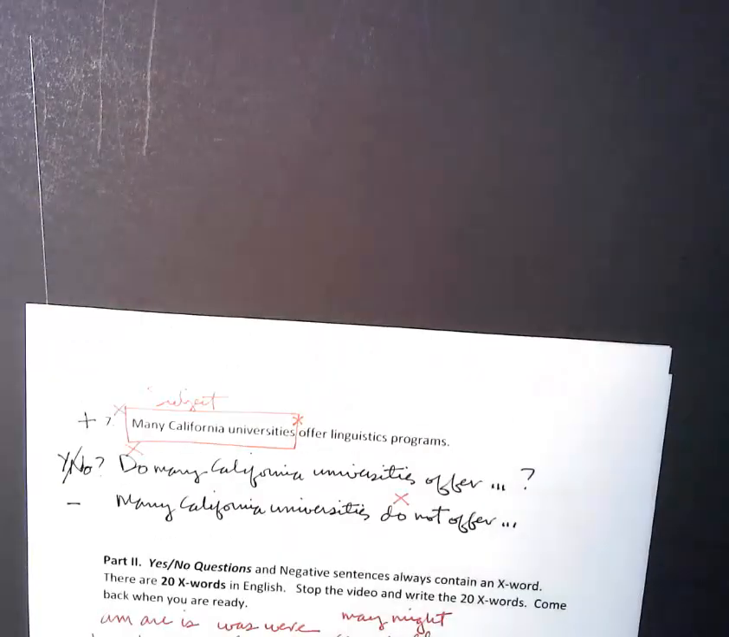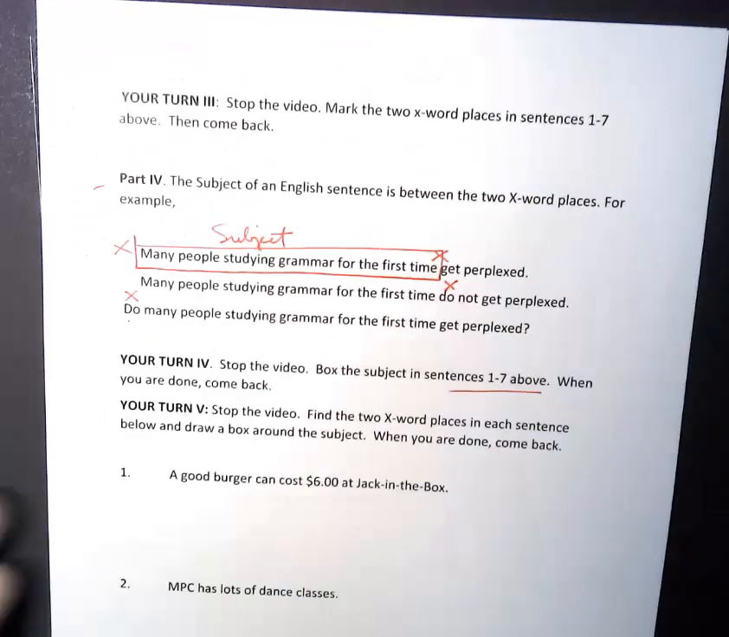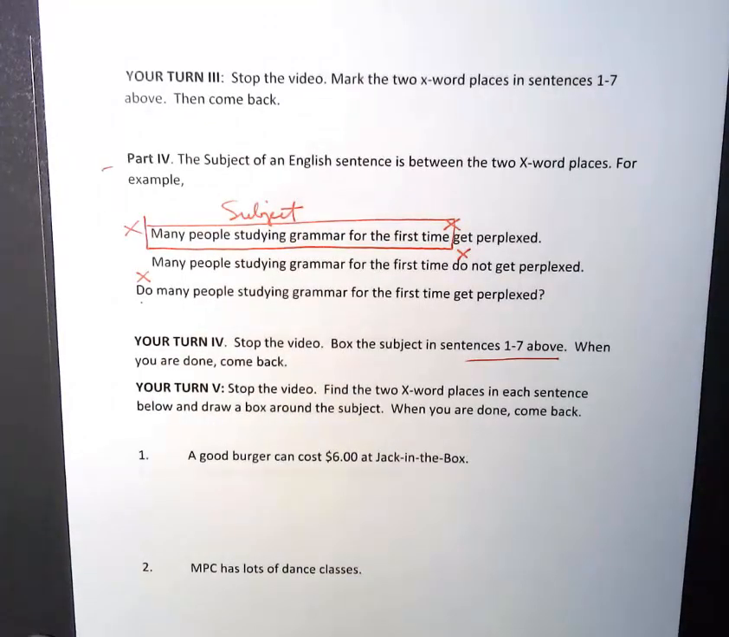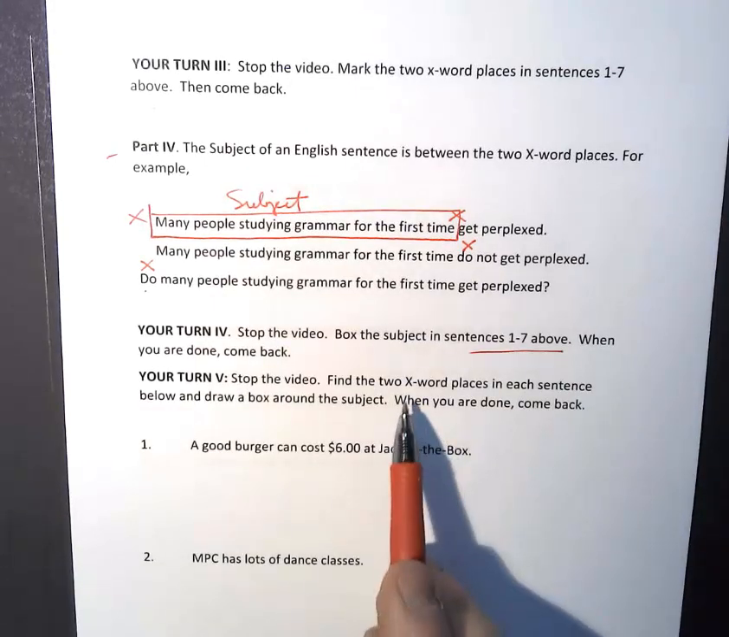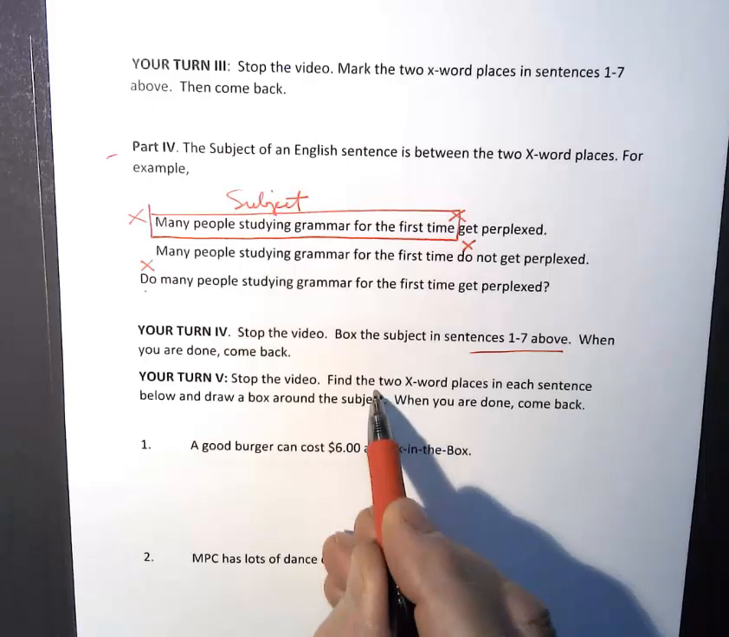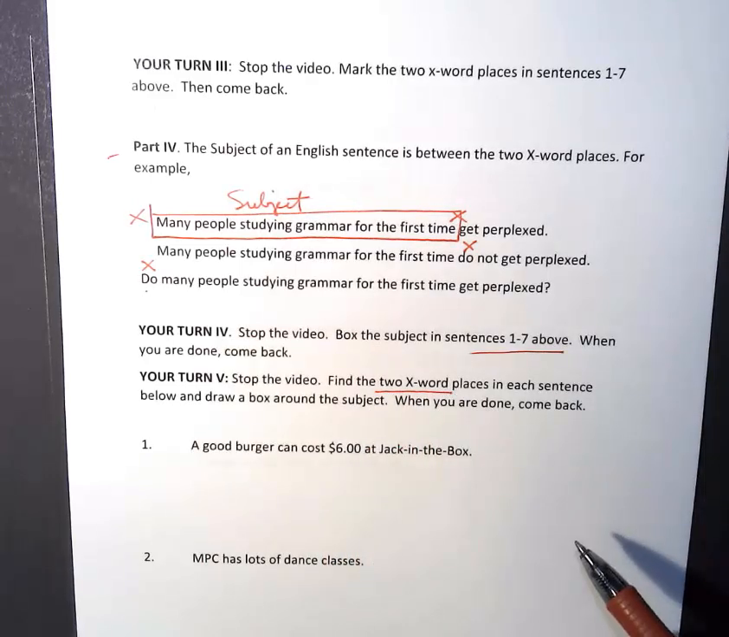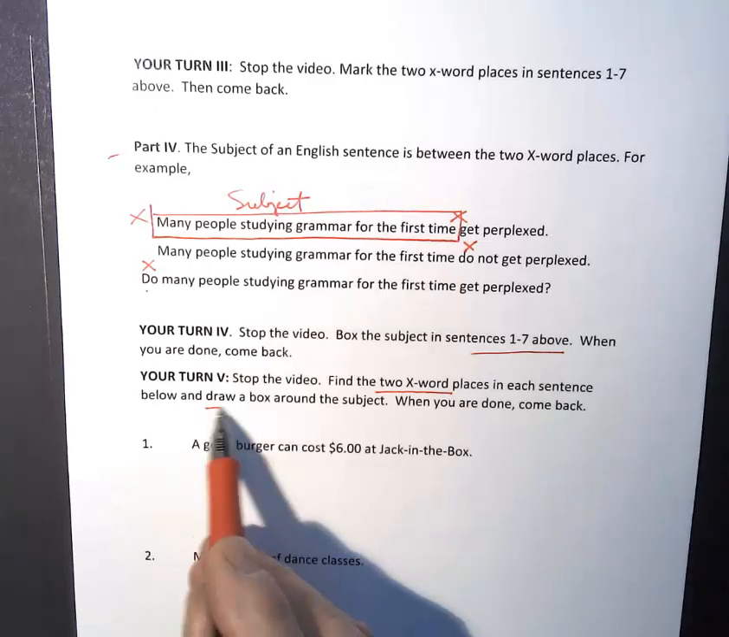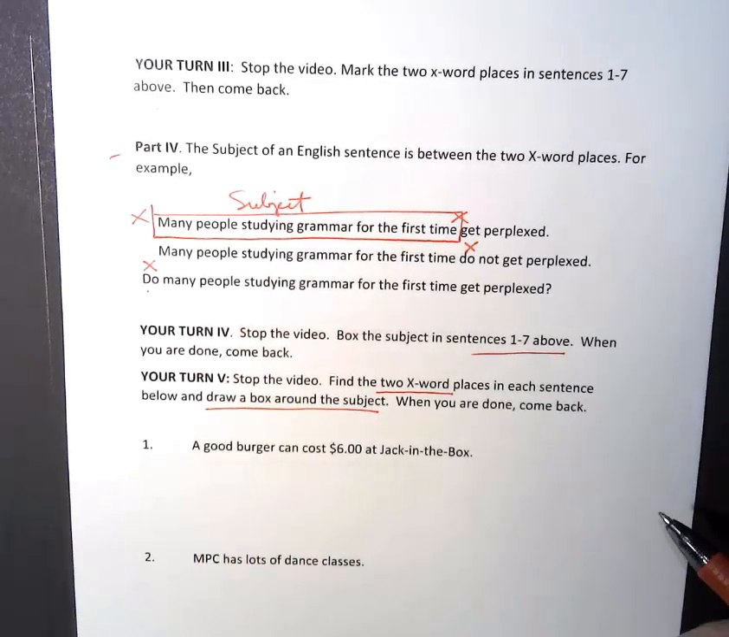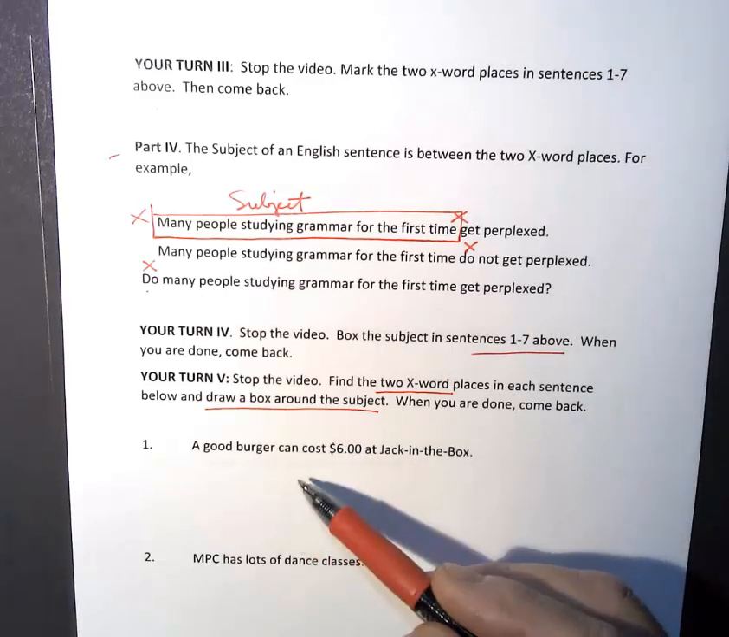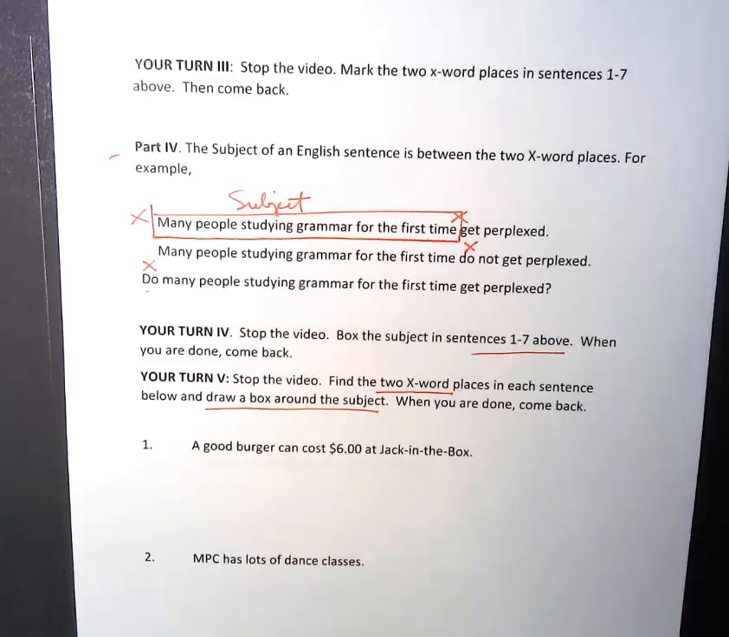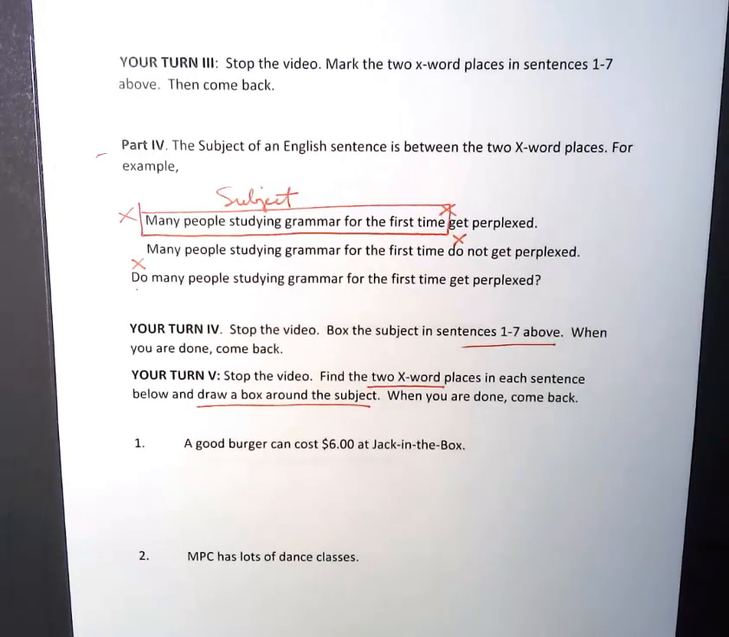Okie dokie. Let's see what we got here. Now I think we can just run through this all at one time. So stop the video and find, number 1, find the two X word places in each sentence. Draw a box around the subject. And when you're done, come back. And if you want, you can change to all 3 forms, or you can just make the other 2 forms, and that'll help you, just say them, and that'll help you find the X word places. I'll be back. I'll wait for you.